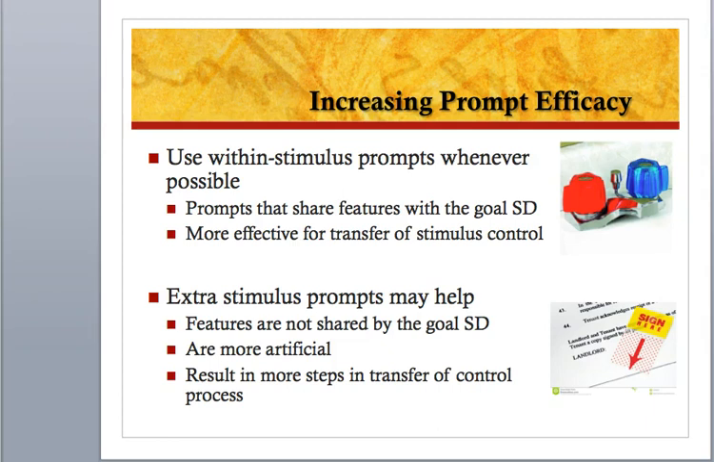And so these are more artificial. It results in more steps in trying to transfer control from one stimulus to another because they don't have a lot of similar items. For example, one way I might do this is make the line that they're supposed to sign on red, and then gradually change the color deeper and deeper until it finally turns black. That might help. So trying to make the natural stimulus look a little bit more like the extra stimulus prompt, and then ultimately changing that to just a line.